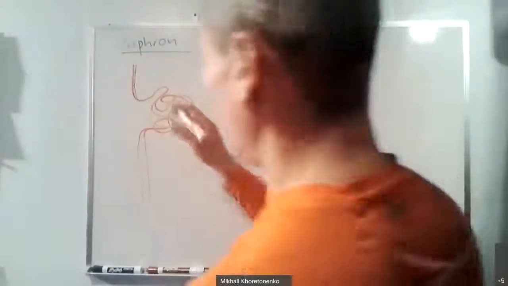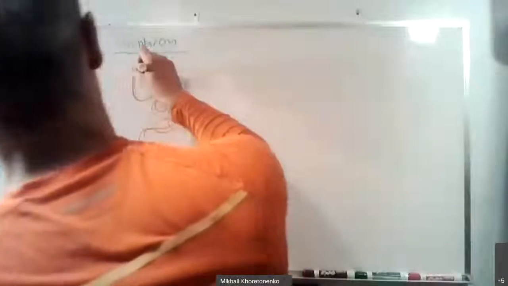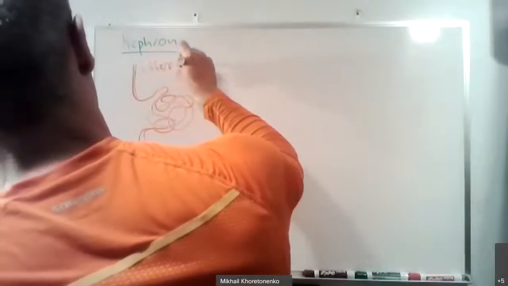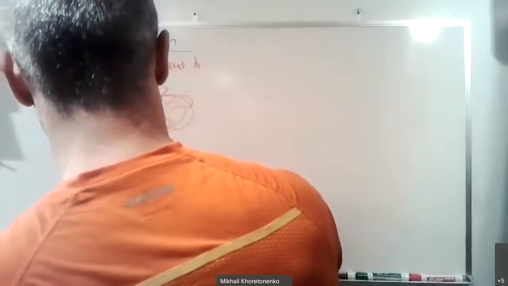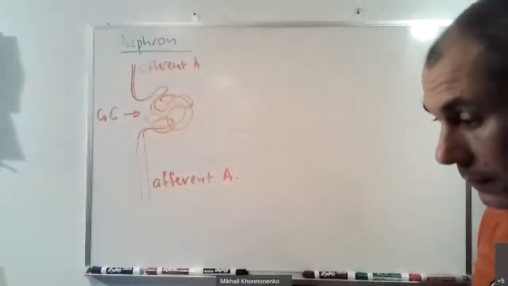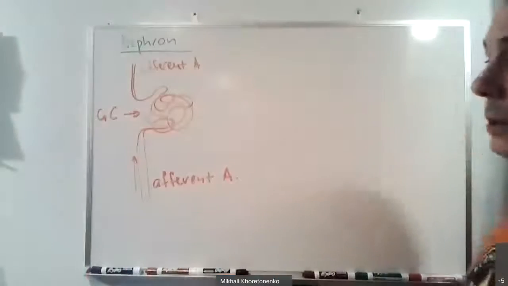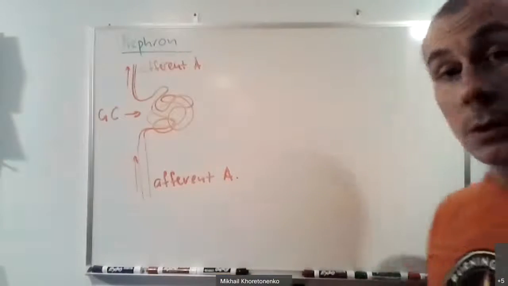Okay, those are glomerular capillaries. Okay, so that's efferent arteriole. This is afferent arteriole. And those are glomerular capillaries. I'm going to call them GC. Are you following me so far? So blood goes this direction. It gets into the glomerular capillaries through afferent arteriole, and it leaves them with the efferent one. So far, we good?